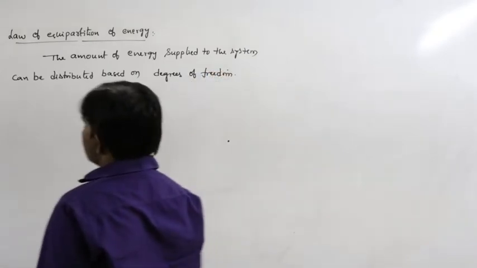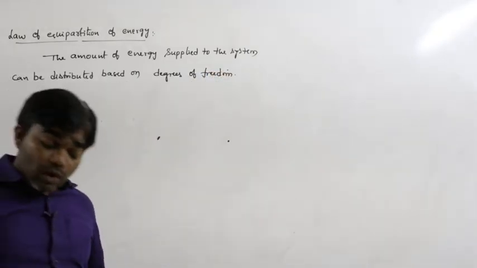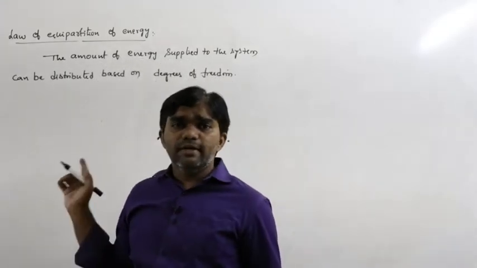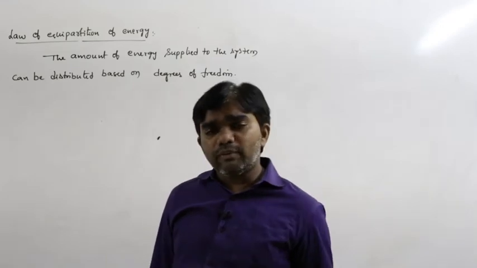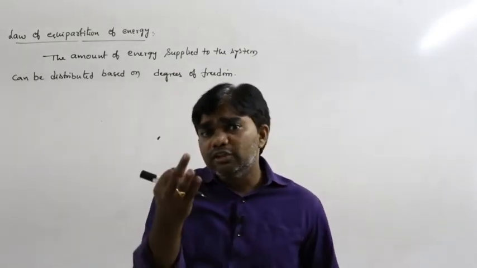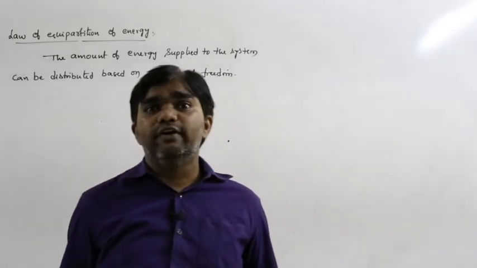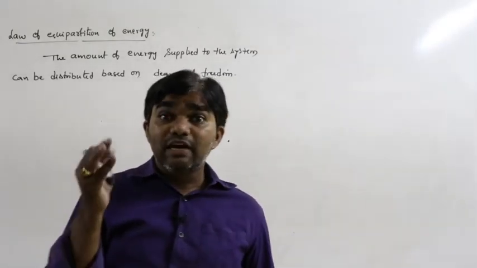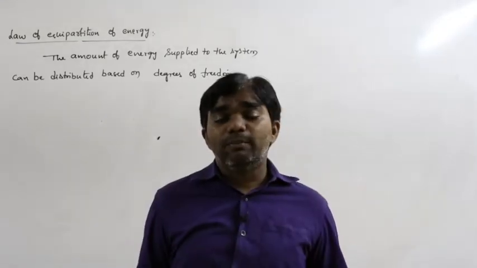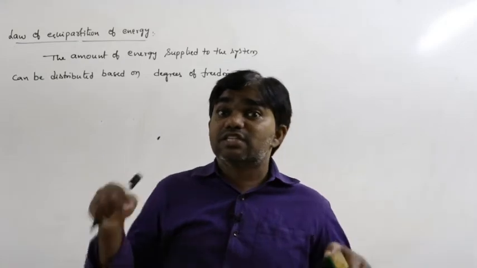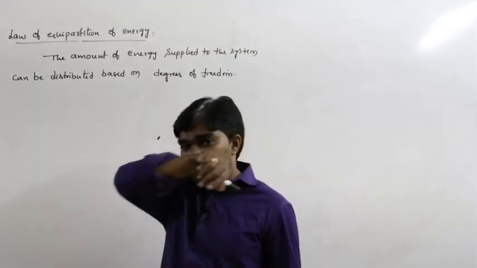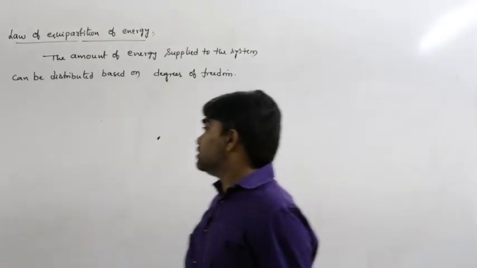So whatever is the energy supplied to the system, that can be distributed based on degrees of freedom. For monoatomic gas, if we supply heat energy to the system, that can be distributed in 3 ways because it has 3 degrees of freedom. For diatomic gas, it has 5 degrees of freedom, so the energy is distributed in 5 ways. For polyatomic gas, the system has 6 degrees of freedom, so the energy can be distributed in 6 ways, like that. So that is the situation here.